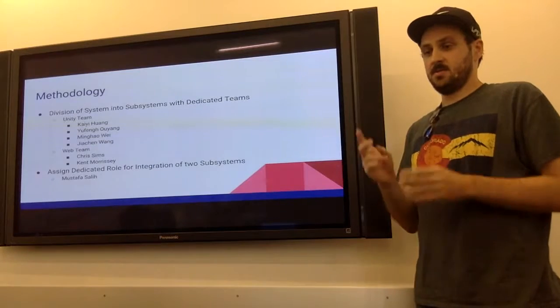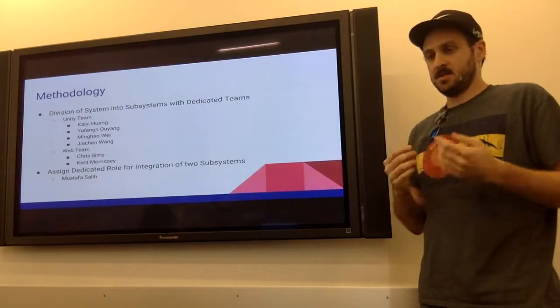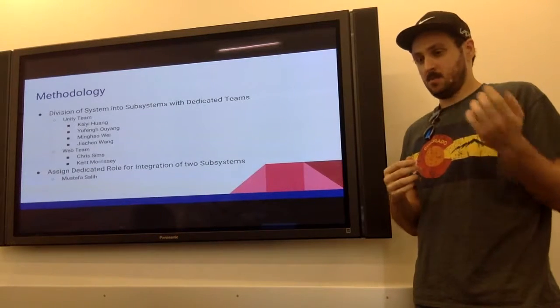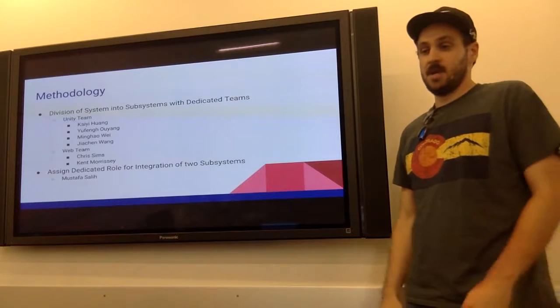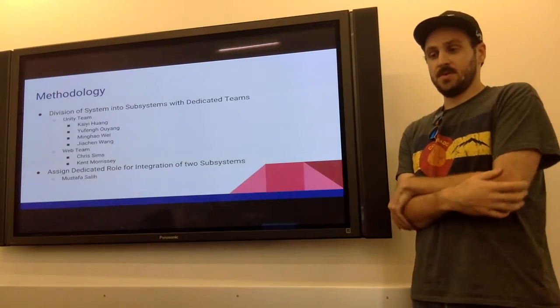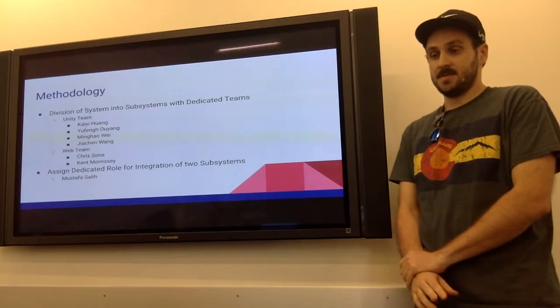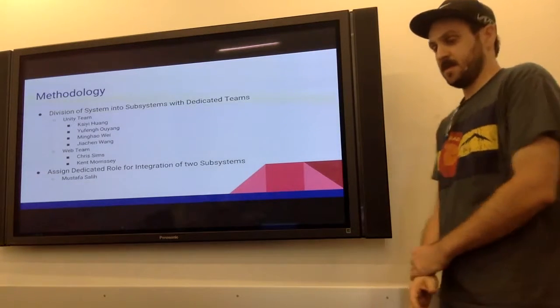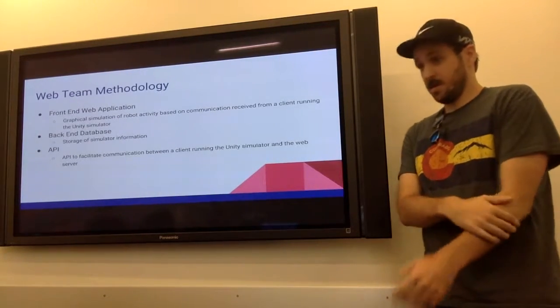Because this project has 2 distinct parts, a Unity side and a web side, we divided our team into 2 sub-teams, a Unity team and a web team. The Unity team consists of Kai Wang, Yufeng Ouyang, Minghao Wei, and Zhechen Wang, and the web team consists of me, Chris Sims, and Kent Morrissey. We also have one specialized role responsible for integrating the 2 sides, and the person responsible for that is Mustafa Salih.